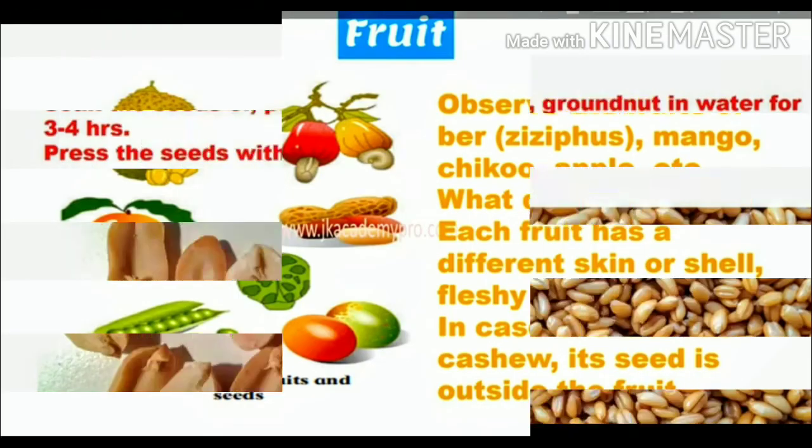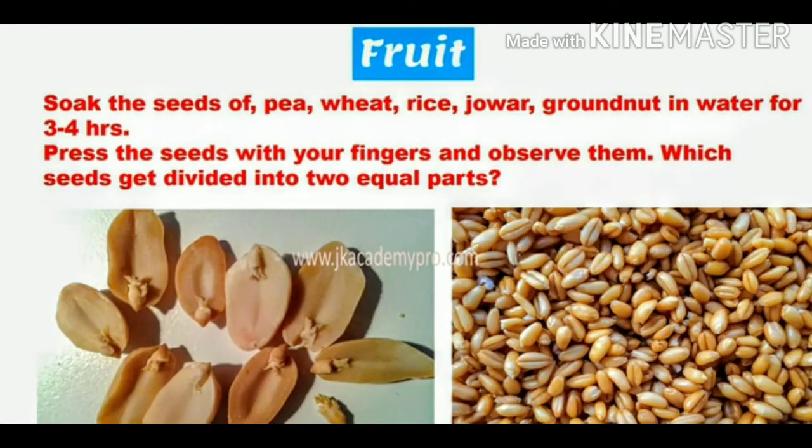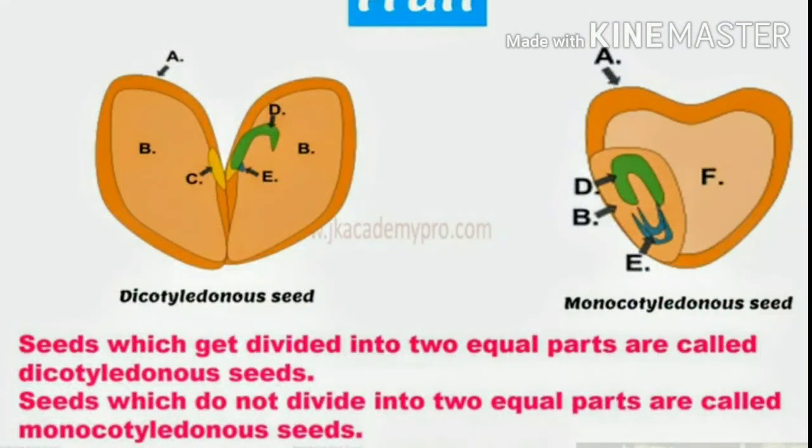Now students, try this activity. Soak the seeds of pea, wheat, rice, jowar, groundnut in water for 3 to 4 hours. Now, after 3 to 4 hours, press the seeds with your fingers and observe them carefully. So, which seeds get divided into two equal parts? Let's see. Seeds which get divided into two equal parts are called dicotyledonous seeds, and seeds which do not divide into two equal parts are called monocotyledonous seeds.